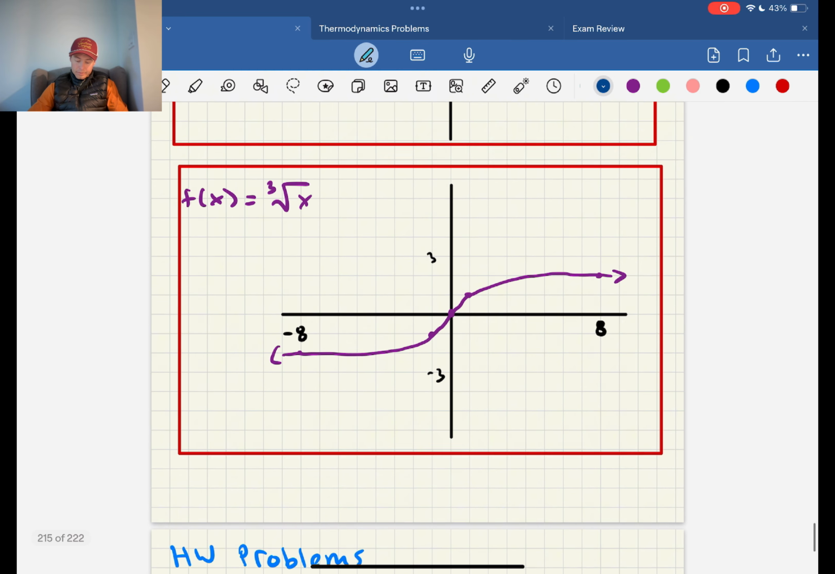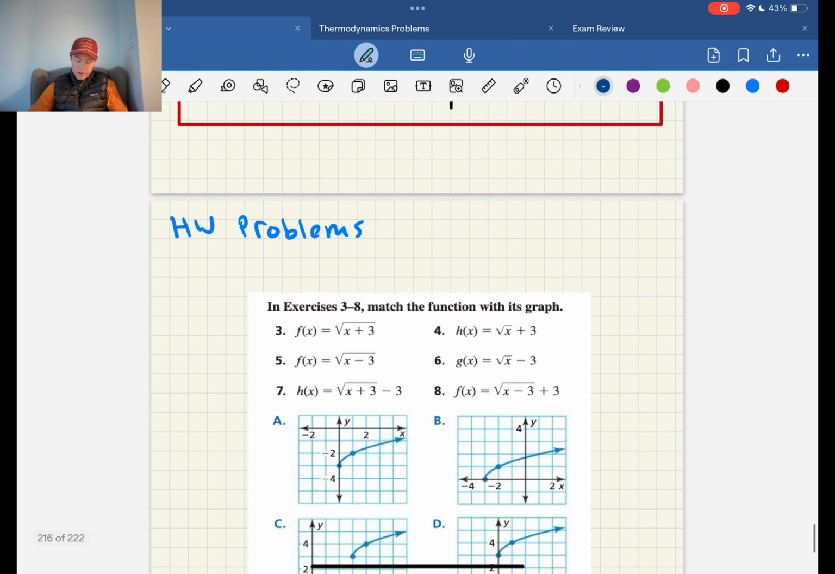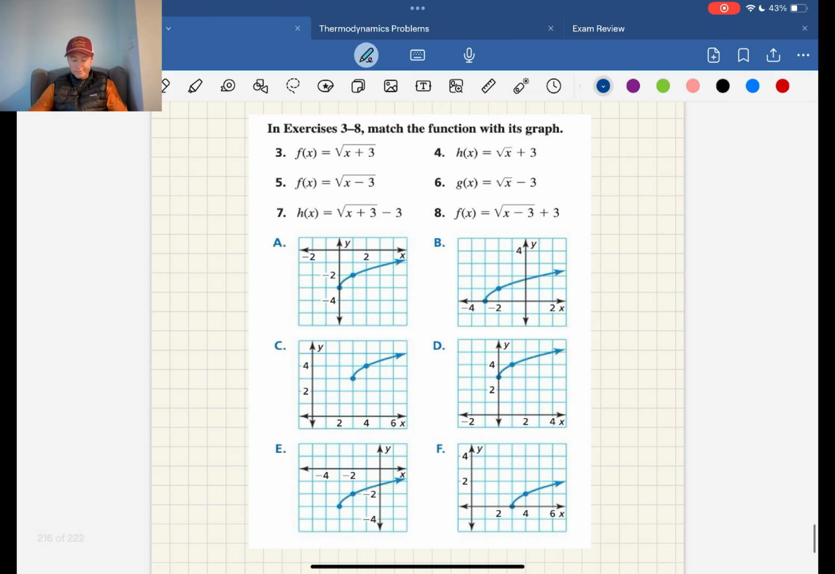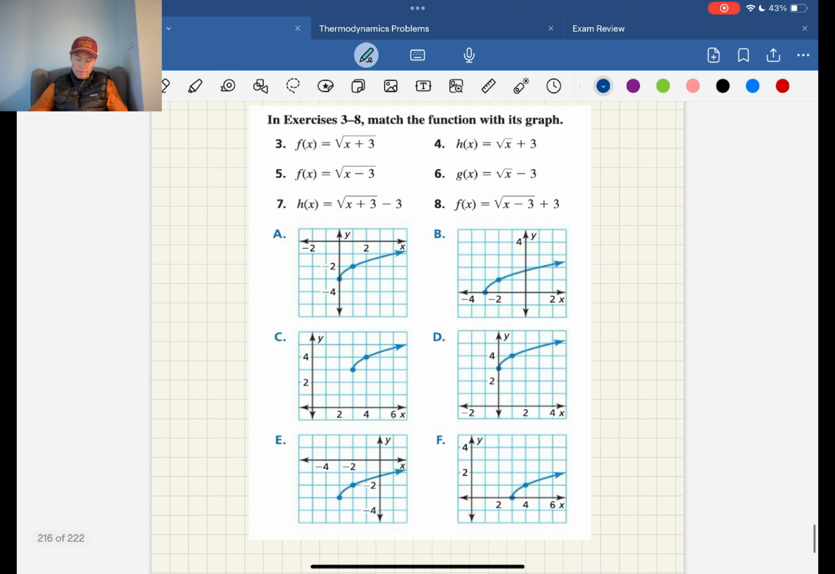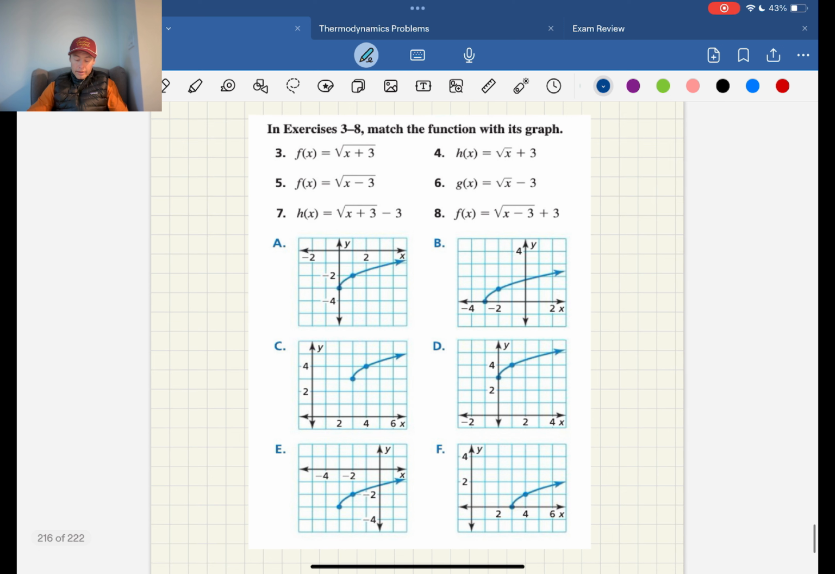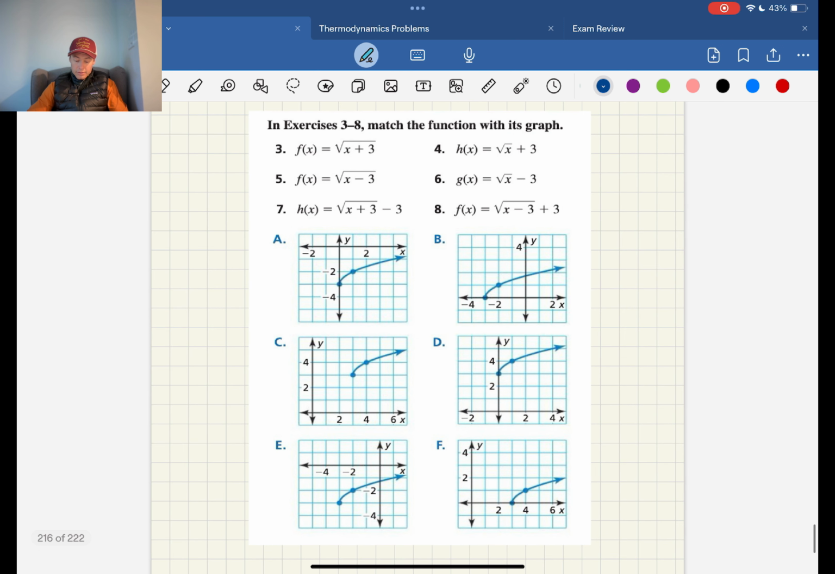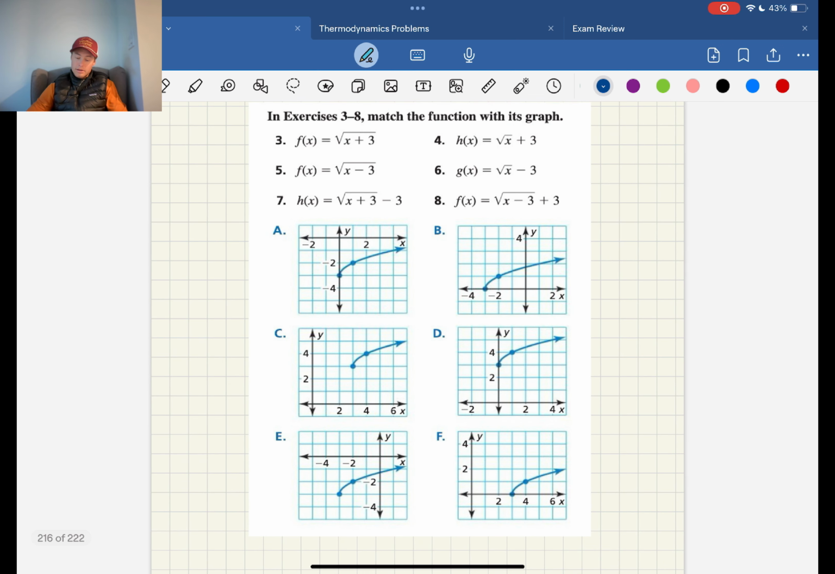Okay, cool. So I figured we could just jump right into the homework problems for this one because that's probably the best way to go about learning it. So for these, it wants us to match the function in 3 through 8 with the given graph. All right, so let's do that.